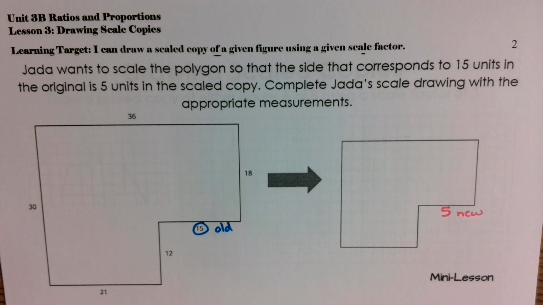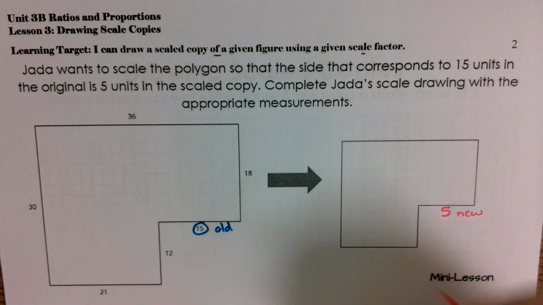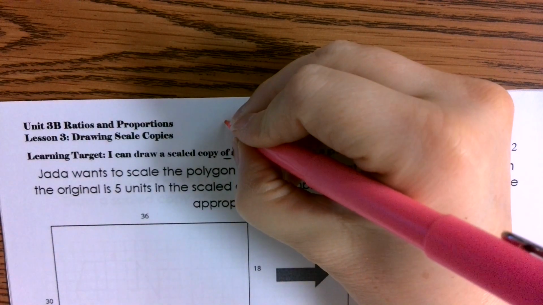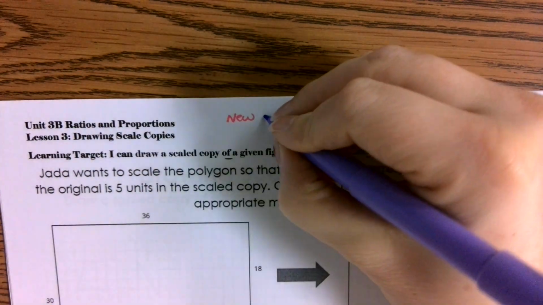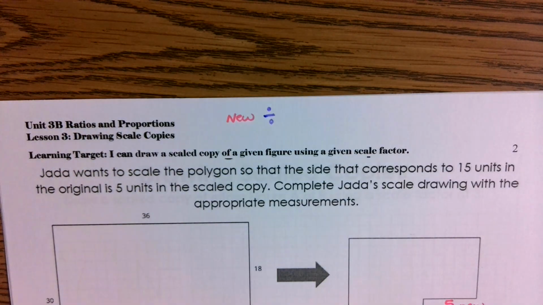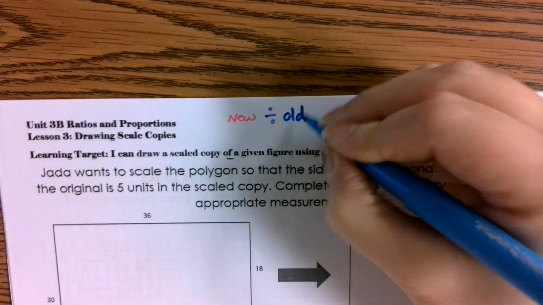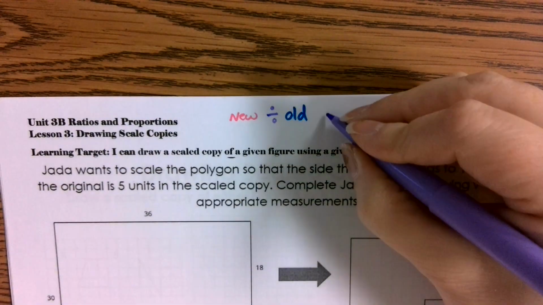How do I find the scale factor? What do we have to do again to find scale factor? Kyla? Divide the original by new. Reverse. New divided by old. It's always going to be new divided by old. Let's write that at the top again. New, and we're going to divide it by the old, and that's going to give you your scale factor.